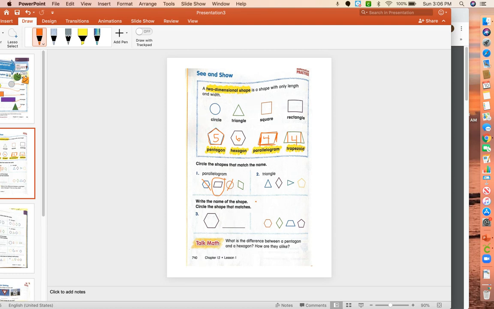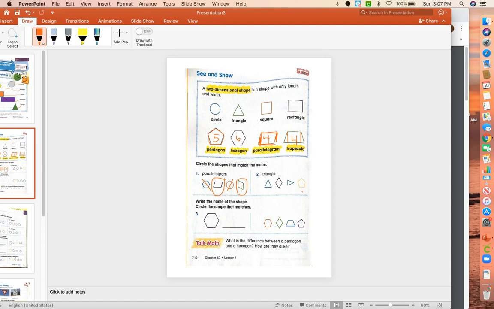How about this one? Is this a parallelogram even though it's turned a little bit differently? The answer is yes. This is a parallelogram as well. See how it still has 4 sides, and 2 of those sides are a little bit kind of crooked. Not crooked, but just a little bit off the normal straight line.